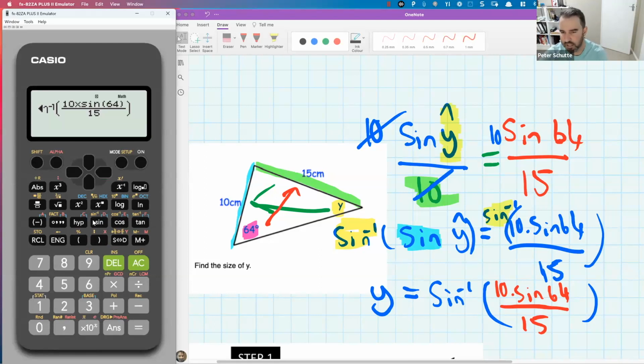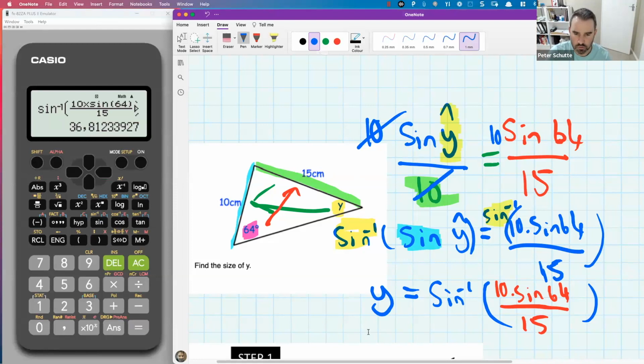And if you have a Sharp calculator, it's very, very similar to this. Okay, I get 36. So y is equal to 36.81. Or going back to the original part of the question, this angle is 36.81 degrees.